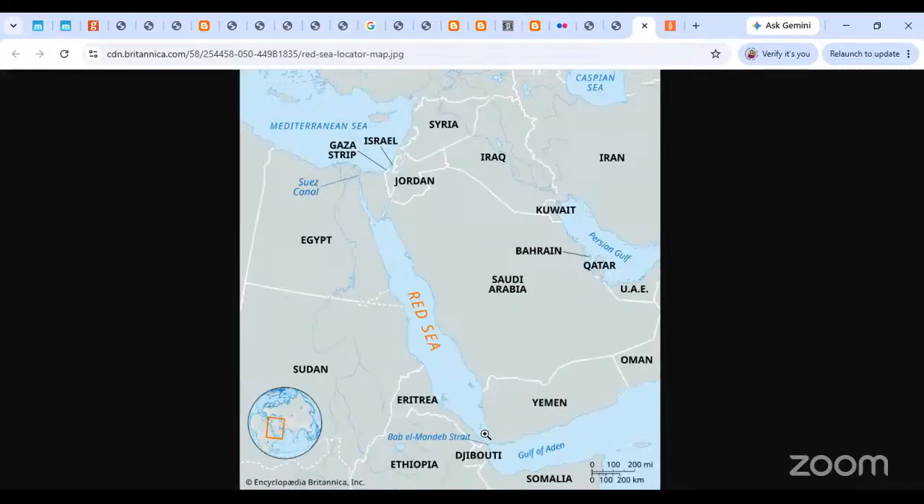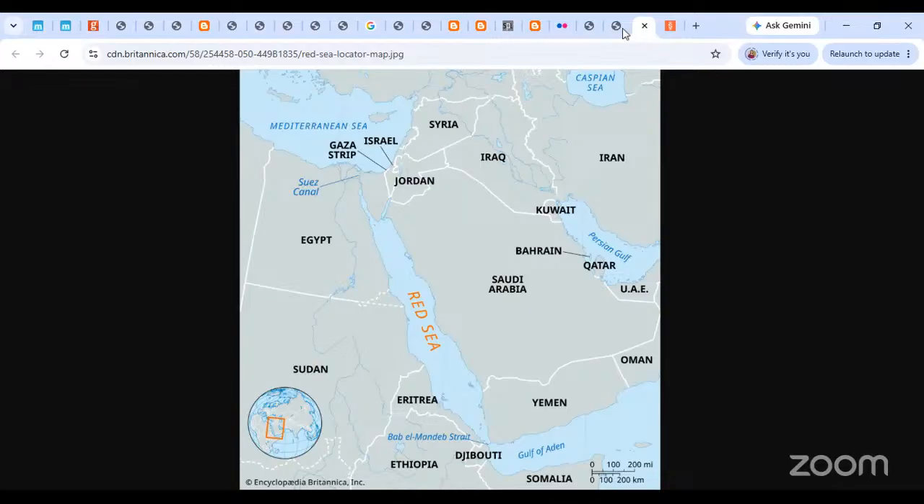From the Red Sea, you will have to cross over into the Bab el-Mandeb Strait. A strait is a very small, narrow water body. From there you go on to the Gulf of Aden, and from the Gulf of Aden you go on to the Arabian Sea. There is the Arabian Sea to the right over here, so that is where you're going. That will connect the Red Sea to the Arabian Sea.